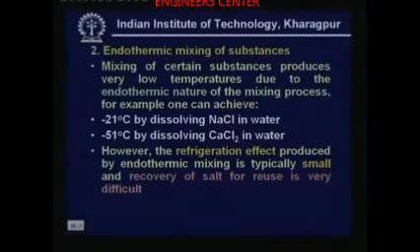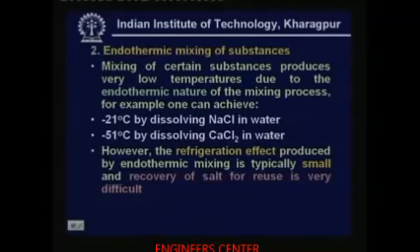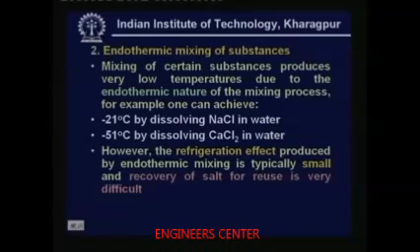But this method is not very practical as far as a practical refrigerant system is concerned, because it suffers from certain disadvantages. What are those disadvantages? The first disadvantage is that the refrigeration effect produced by endothermic mixing is typically small. Okay. So you cannot have very high capacity using this method. And second problem is that recovery of salt for reuse is very difficult.